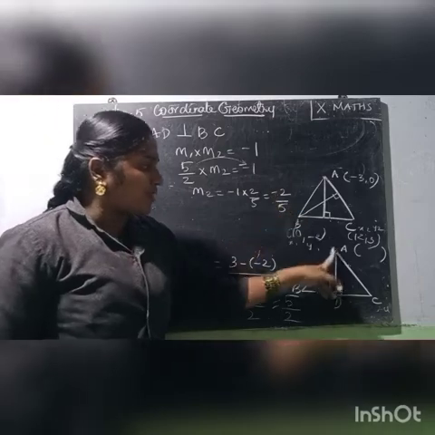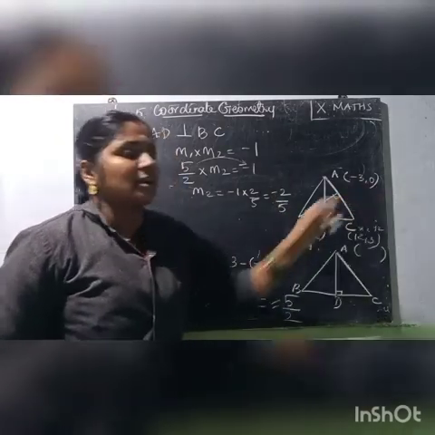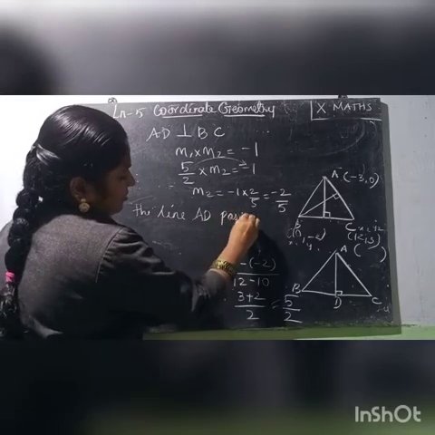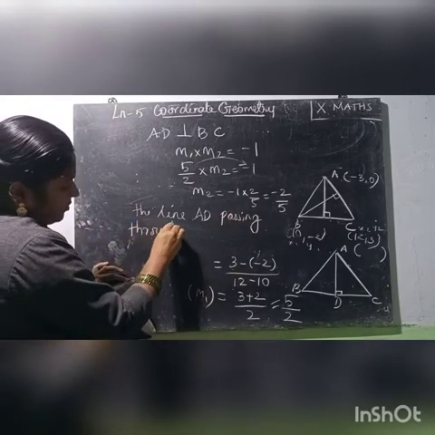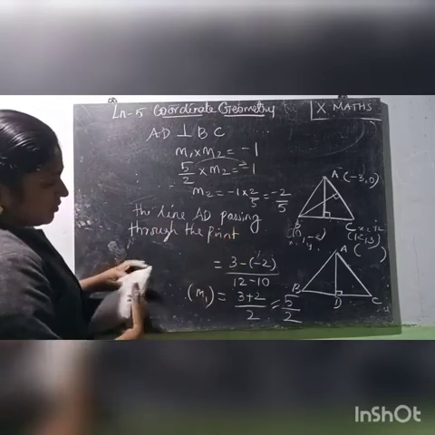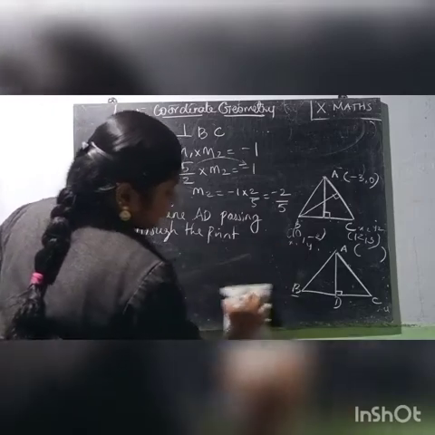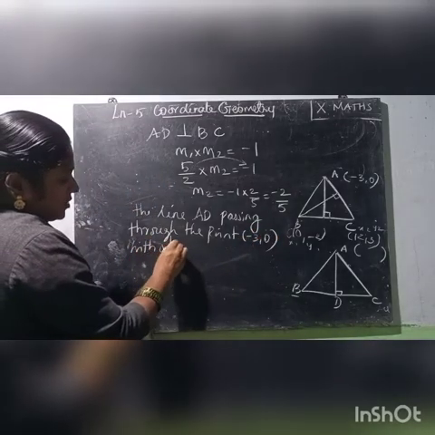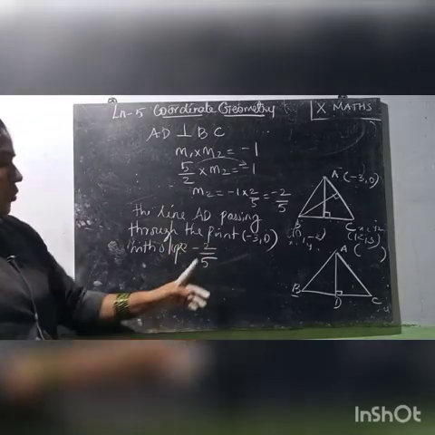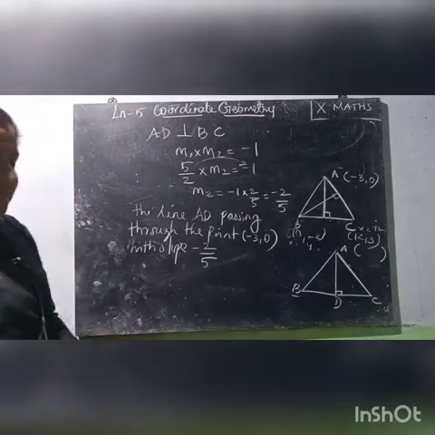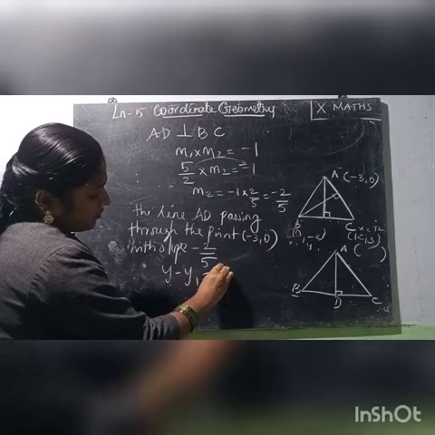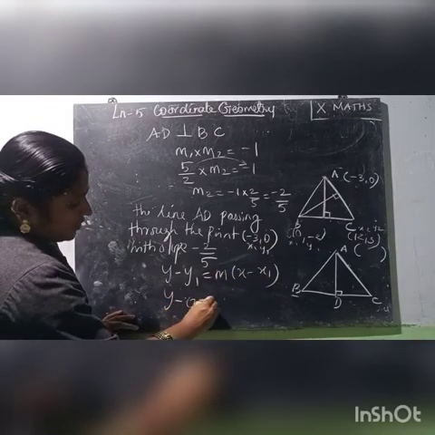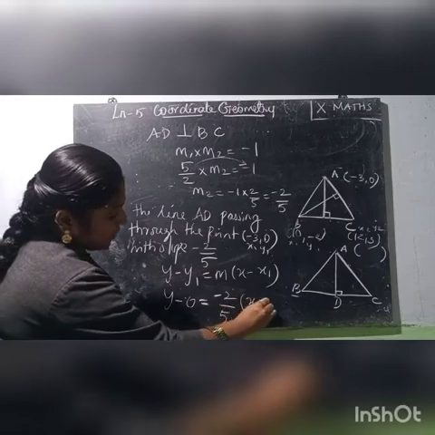Now we have the slope of AD and also one point, that is minus 3 comma 0. So the line AD, the altitude, is passing through the point minus 3 comma 0 with slope minus 2 divided by 5. Now that we have one point and the slope, we can use the equation form y minus y1 equal to m of x minus x1. This is x1, y1. So y minus 0 equal to m, which is minus 2 by 5, times x minus of minus 3.